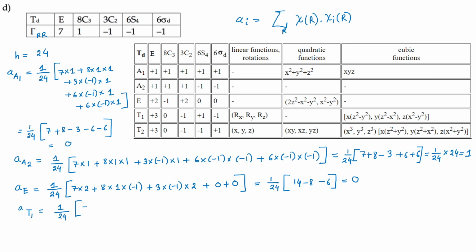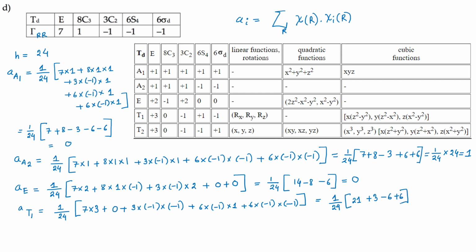For 24, that is 7 into 3 actually. Then next I'll not write because it is 0 is there, so I'll ignore that. Then 3 into minus 1 into minus 1, then 6 into minus 1 into 1, then 6 into minus 1 into minus 1. So this is going to give me 1 over 24, 21 plus 3 minus 6 plus 6, that is 24. It will be 1.